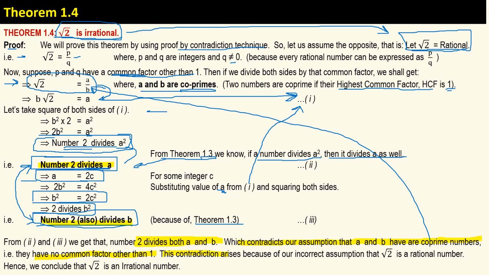Now this contradiction has arisen because of our incorrect original assumption that the square root of 2 is a rational number. Hence, we conclude that the square root of 2 is an irrational number.